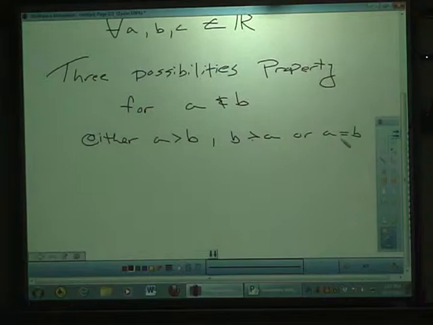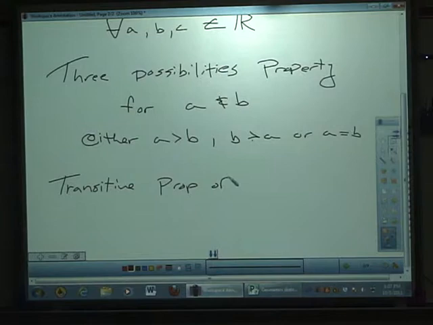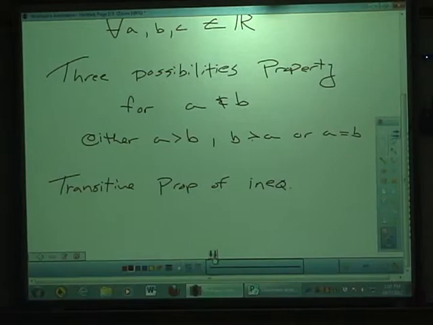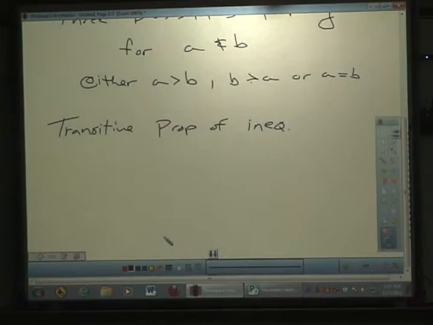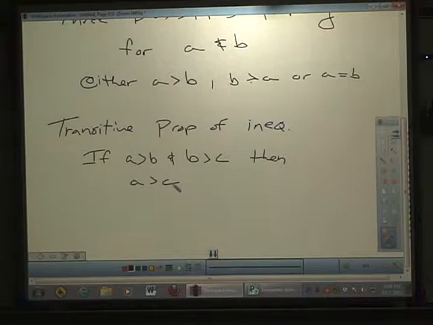Now then we get into properties that are a little bit more familiar, such as the transitive property of inequality, which you can imagine is very similar to the transitive property we've already had. Our transitive property said if A equals B, B equals C, then A equals C. Here we're going to say if A is greater than B and B is greater than C, then A must be greater than C. It's transitive. It's less like substitution and more like transitive, because substitution really means you're replacing something with something else. Transitive is more flowing. A greater than B, B greater than C, therefore A greater than C.